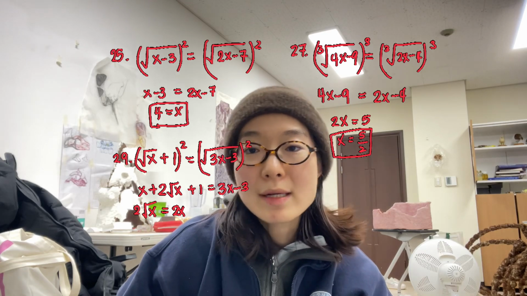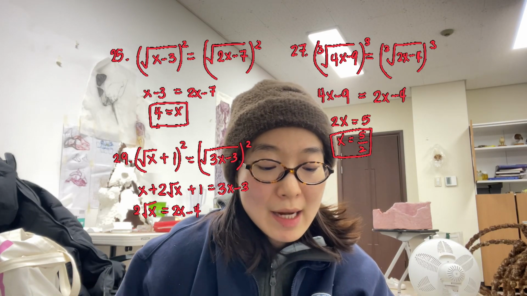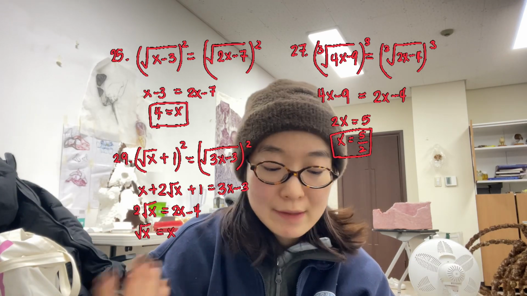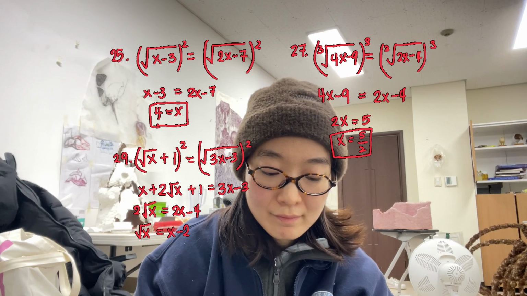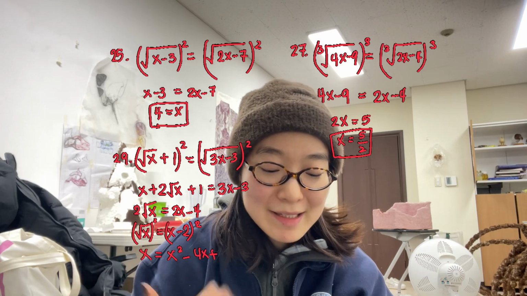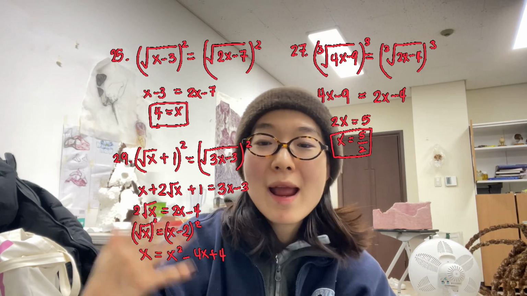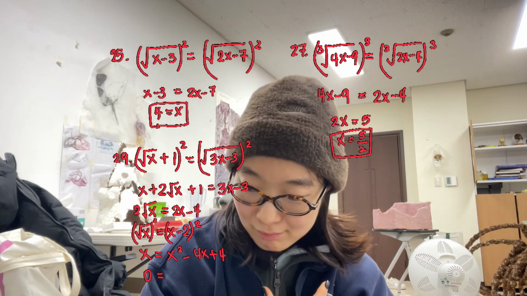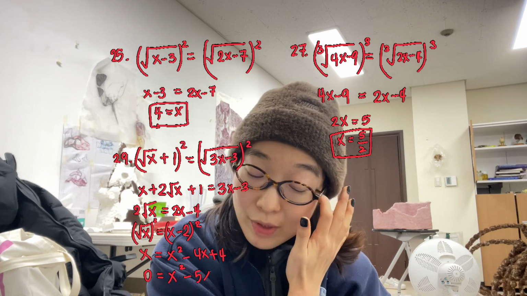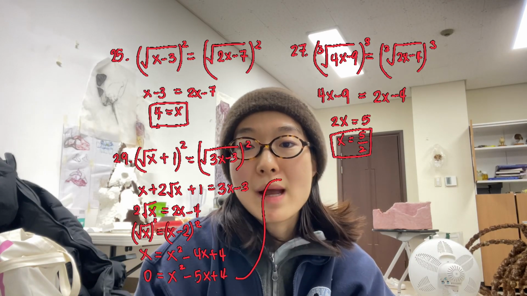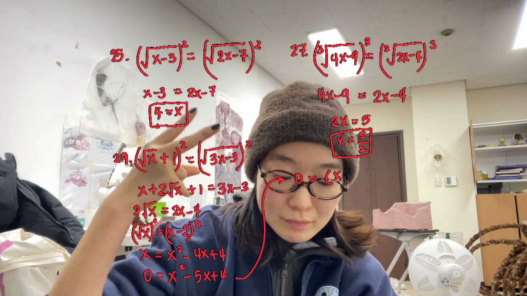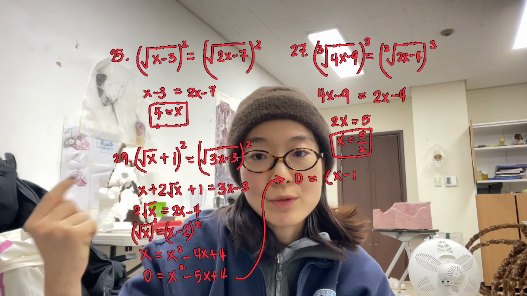And I'm going to go ahead and square both sides again, and I get x equals x squared minus 4x plus 4, which means 0 equals x squared minus 5x plus 4. Bringing in what we know about solving quadratic equations, we know that 0 equals x minus 1 times x minus 4. That means I have 2 solutions, x equals 1 or x equals 4.